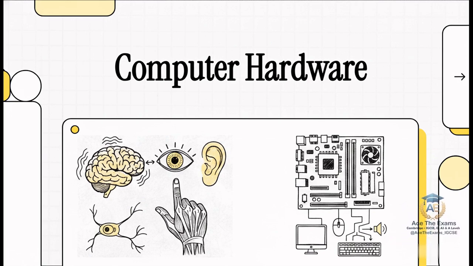Now, think about the complex machinery of human anatomy for a second. We have a brain that processes thoughts, senses that take in the world around us, and muscles that act on those decisions. Well, guess what? The device you are using to experience this explainer right now operates on those exact same principles. Today, we're tearing apart the modern computer, metaphorically, of course, and looking at the raw hardware that makes it tick.